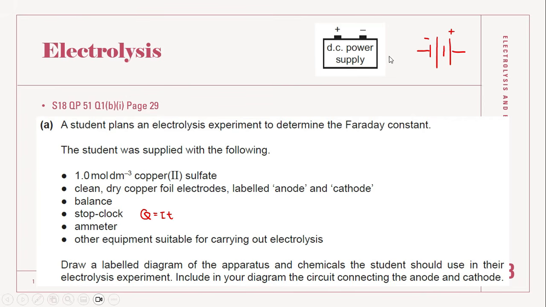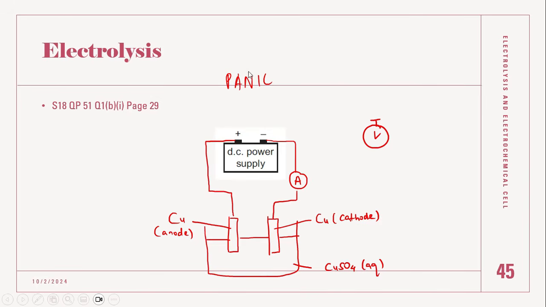By drawing the DC power supply like this, I only need to label one of them as positive and the other one as negative. Then by using PANIC, I know the positive one is for the anode and negative is for the cathode. Then I'll be able to draw my electrolytic cell. Now, this will be my answer for the summer 2018 question. So you can draw a diagram and then compare mine with yours.